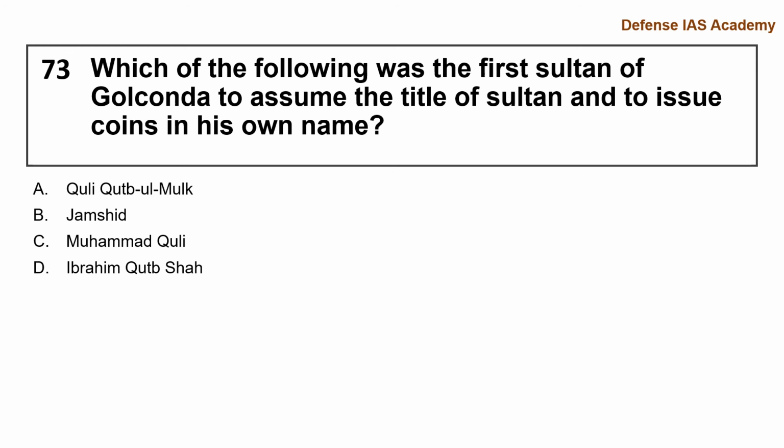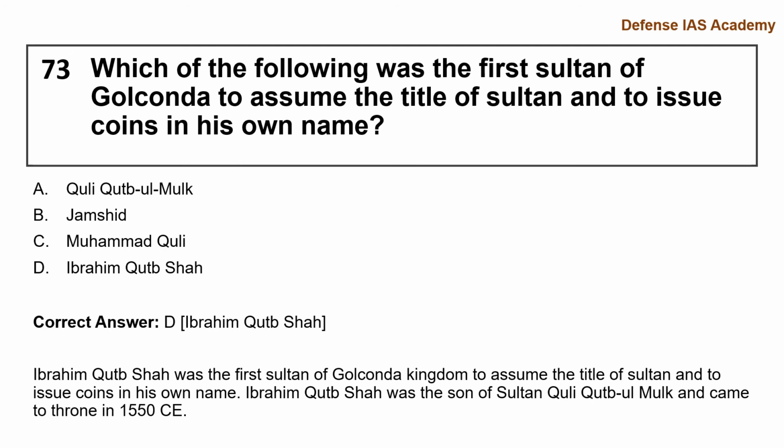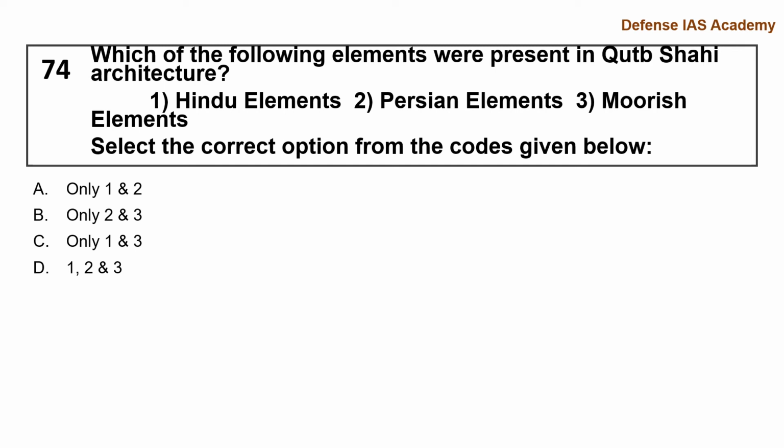Question 73. Which of the following was the first Sultan of Golconda to assume the title of Sultan and to issue coins in his own name? The correct answer is option D, Ibrahim Qutb Shah. Ibrahim Qutb Shah was the first Sultan of Golconda Kingdom to assume the title of Sultan and to issue coins in his own name. Ibrahim Qutb Shah was the son of Sultan Quli Qutb ul Mulk and came to throne in 1550 CE.